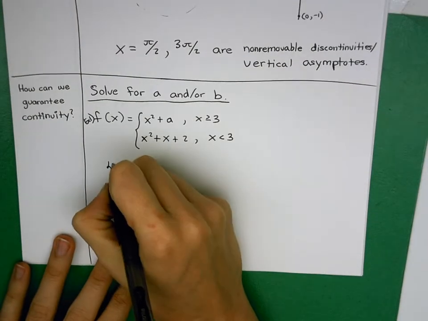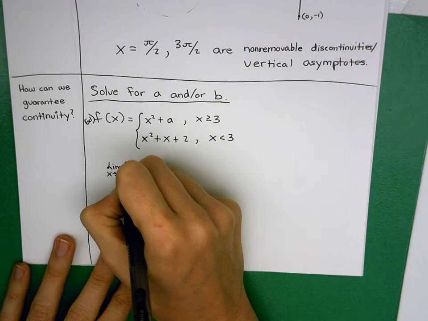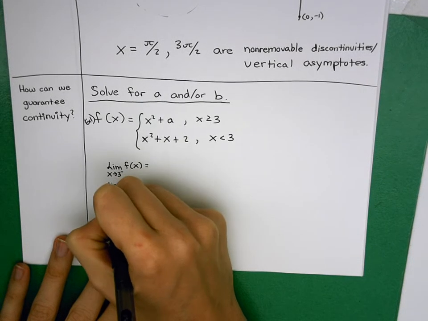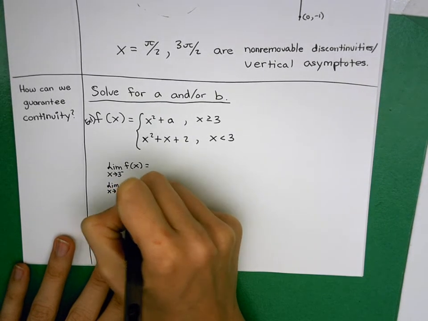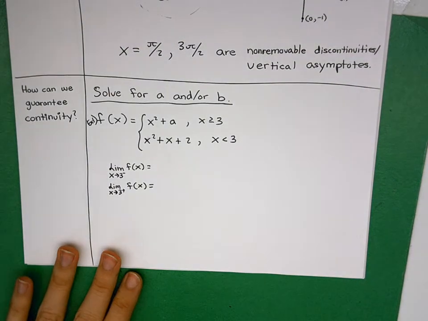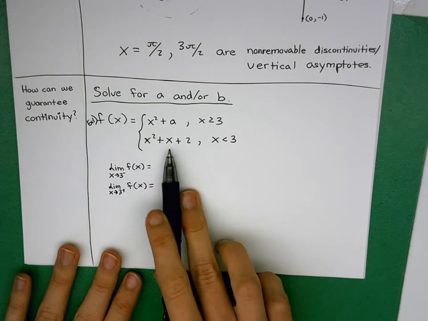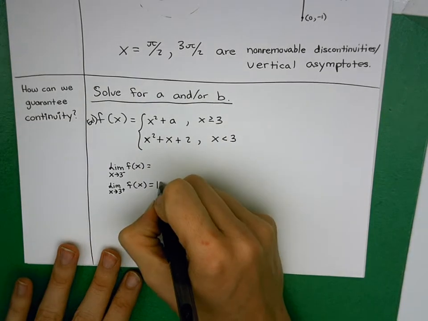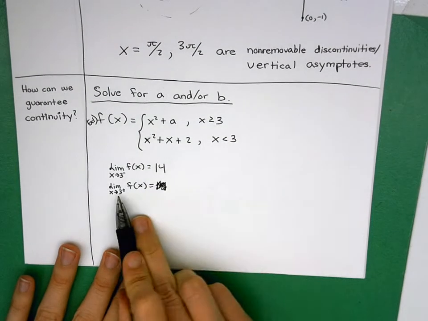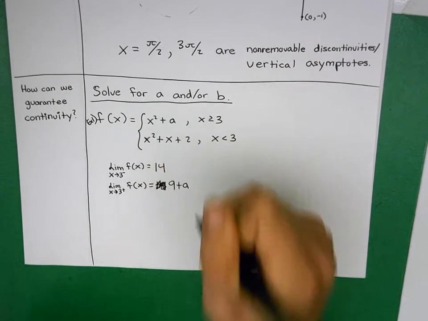The second criteria is that the limit has to exist, which means I need to know the limit as x approaches 3 from the left and the limit as x approaches 3 from the right. Okay, 3 from the left is this bottom function, which is 3 squared or 9 plus 3 plus 2, which is 14. And 3 from the right is this top function, which is 9 plus a.